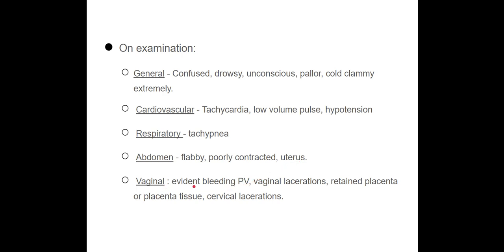If you do a vaginal exam, you may see evident vaginal bleeding. You may see the vagina or vulval lacerations. You may see the retained placenta still inside the introitus or even retained placental tissue. There may also be cervical lacerations if you really explore the uterus and explore the vagina and examine.